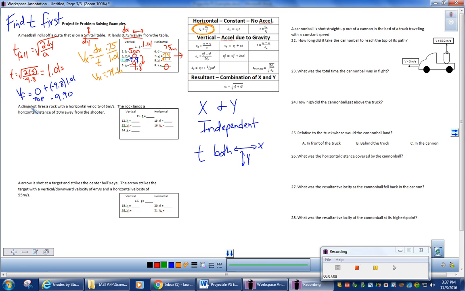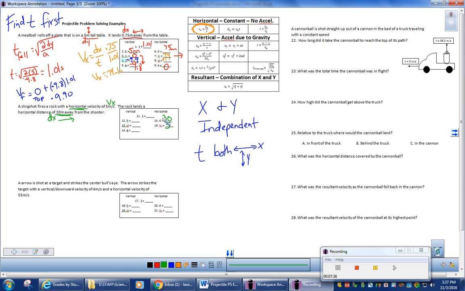For my next problem, a slingshot fires a rock horizontally with a velocity of 5 meters per second. So that is, as they said, my horizontal velocity, or my Vx. The rock lands a horizontal distance of 30 meters away. Again, away is usually my key word that I went forward. So that's going to be my horizontal distance. As I said earlier, find time first.